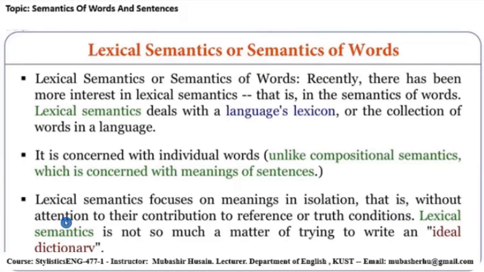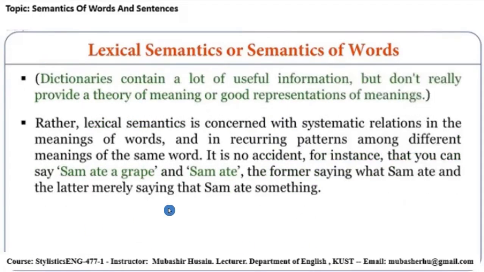Lexical semantics is not so much a matter of trying to write an ideal dictionary. Rather, lexical semantics is concerned with systematic relations of the meanings of words and recurring patterns amongst different meanings of the same word. It is no accident, for instance, that you can say "Sam ate a grape" and "Sam ate." The former says what Sam ate, and the latter says that Sam ate something. What he ate is not important.